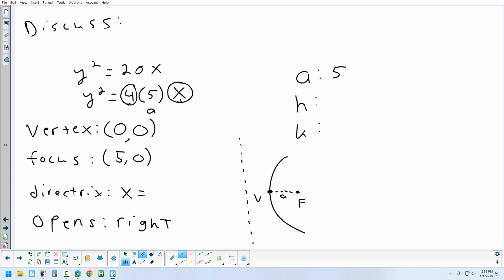And what's the distance from here to there? 5. Yeah, it's also a again. So that distance is 5. That's the origin, 0, 0. So what would be the equation of your directrix? X is -5. Yeah, perfect. So you got your vertex, your focus, your directrix, and which way the parabola opens. Okay. Any question on that?